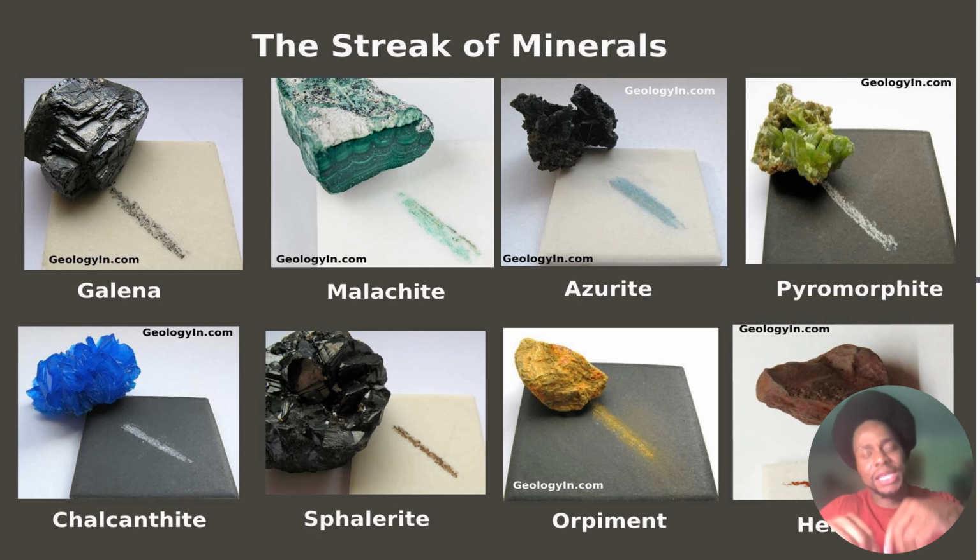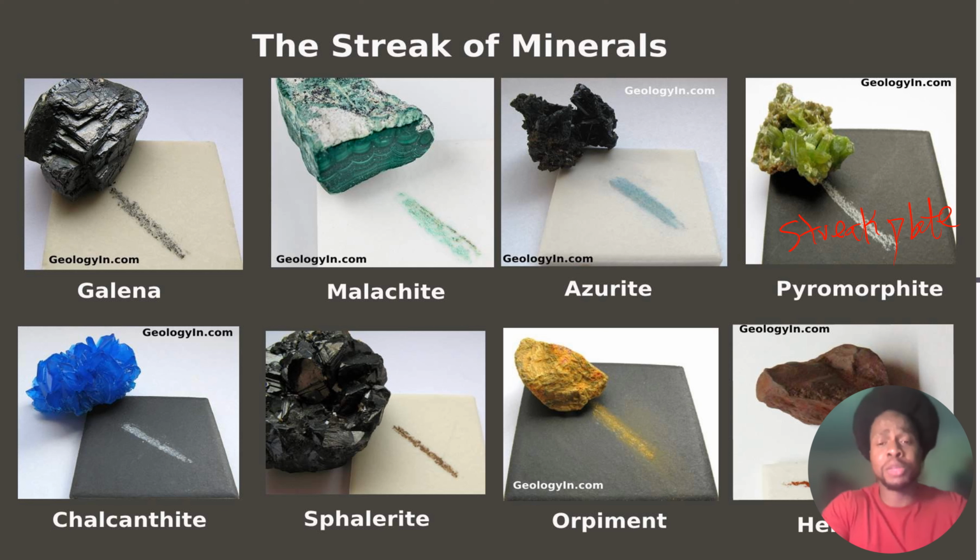All right, lastly is the streak of a mineral. We said streak is the powdered form of the mineral. So we create the powder form of the mineral by rubbing the mineral against the porcelain plate, or the streak plate, simply put. So we're going to call this the streak plate. All right, so you take the mineral and you rub it against it. Whatever that color is, is the streak of the mineral.